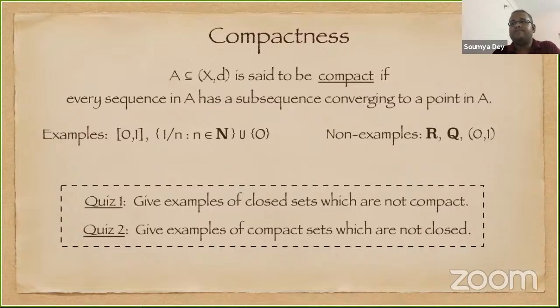The next concept that comes in this picture is compactness. You say that a subset A of X is said to be compact if every sequence in A has a subsequence converging to a point in A. You consider any sequence Xn, and it should have some subsequence. Subsequence means you consider some infinite number of terms of this sequence, and that will be convergent to some point in A. Every sequence must have some such convergent subsequence.